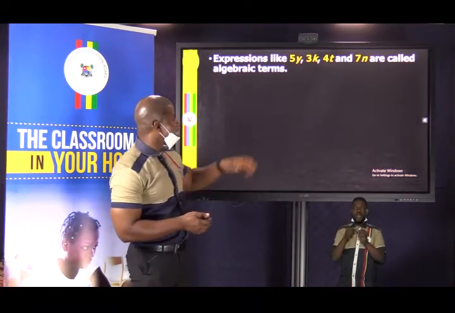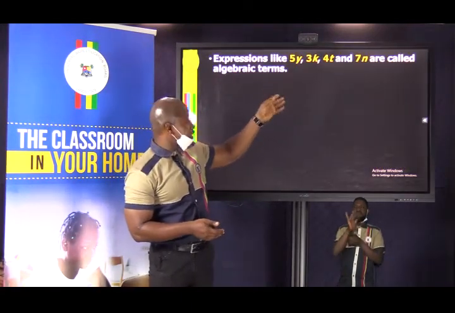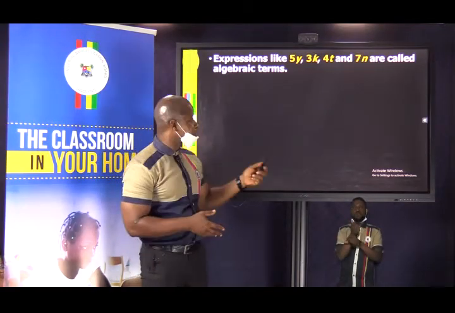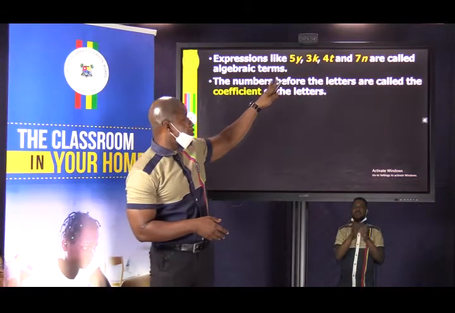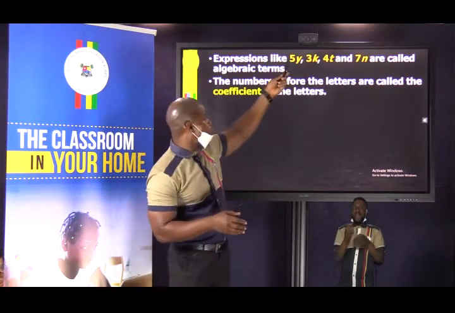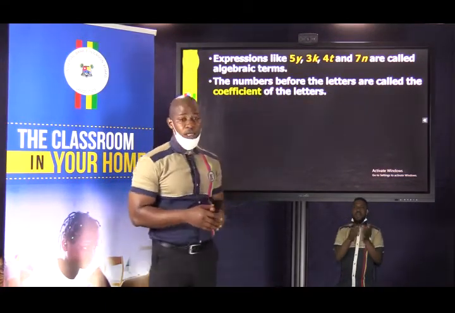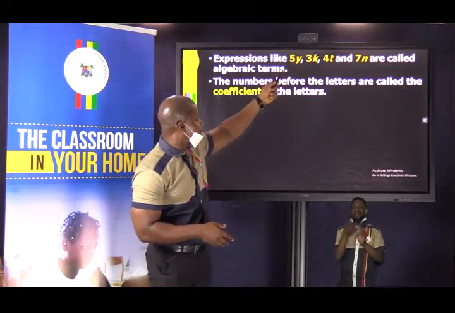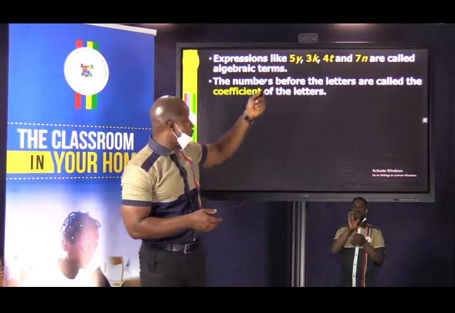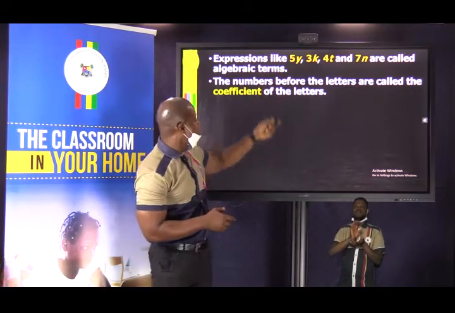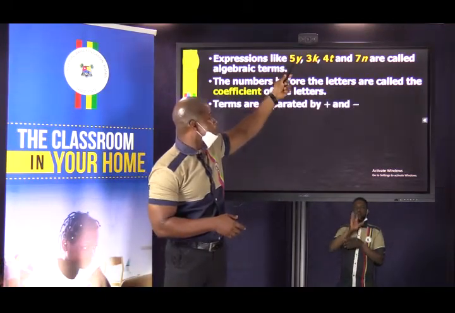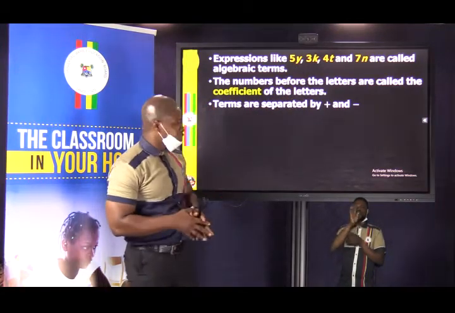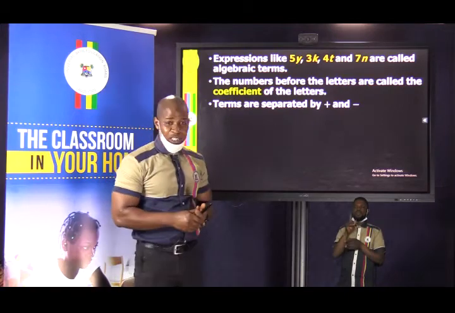Now, expressions like 5y, 3k, 4t, 7n are called algebraic terms. They are expressions, but when they are single, a combination of one letter and one number like that, you call them a term. The number before the letters are called the coefficients of the letters. So in this case, 5 is the coefficient of y, 3 is the coefficient of k, 4 is the coefficient of t. You should have been taught all this.